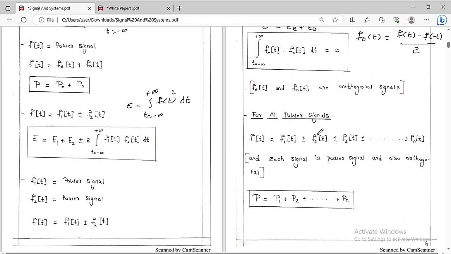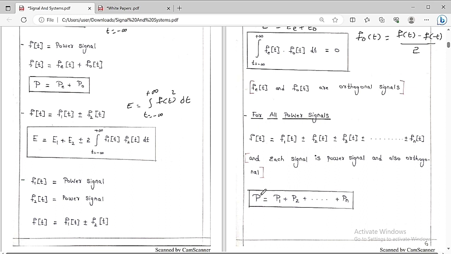So now let's go to the other point, which is for all power signals. Here basically I have taken all the signals as power signals. Either you do subtraction or addition, finally you are going to get a resultant signal that is also a power signal. So f of t is f1 of t plus or minus f2 of t plus or minus f3 of t, up to plus or minus fn of t. And each signal is a power signal and also orthogonal.